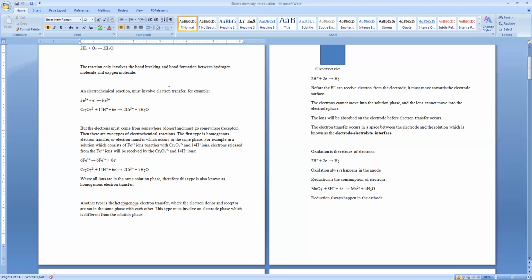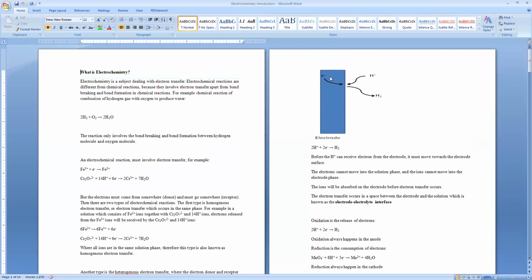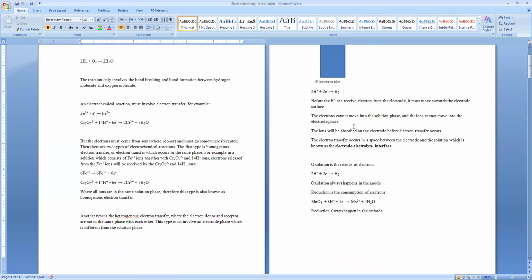For example, in this diagram, you see the electron. This electron in this blue diagram is donated by the electrode, and you have the hydrogen ion here in the solution. This hydrogen ion cannot penetrate to the electrode, and the electron in the electrode cannot penetrate through the solution. So you must have a meeting point between the electron and the hydrogen ion. That is what is known as heterogeneous electron transfer.